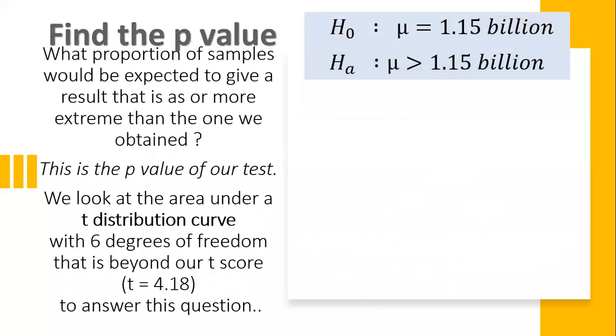We always finish off by finding a p-value. Recall that by p-value, we mean the proportion of samples that would be expected to give a result that's as or more extreme than the one that we just obtained. That's what we mean by the p-value of our test. Now, how will we find that here? To get the proportion of samples that are more extreme than ours, because this was a right-tailed test for a mean, we're going to look for the area beyond or to the right of our t-score underneath a t-distribution curve.